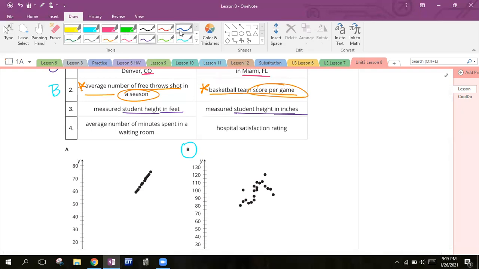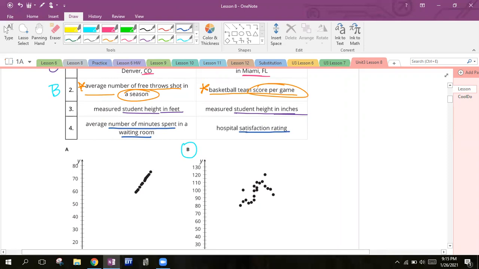All right, then we have 4. It says the number of minutes spent in a waiting room. Okay, so imagine yourself in a doctor's office. You're waiting there. Think about if you wait for a really short amount of time, how satisfied you are with your visit. Probably going to be a lot happier, so your satisfaction rating is going to be high. So a shorter amount of time equals a high satisfaction rate. When the X value is low, your Y value is high.